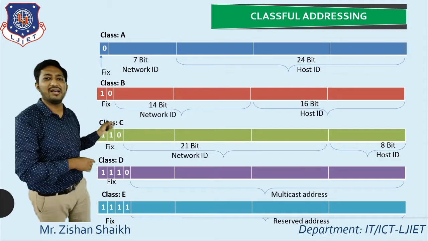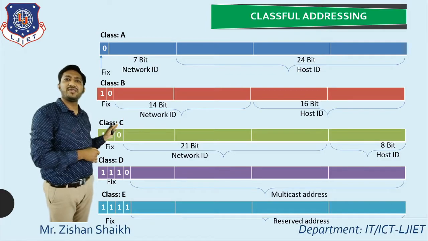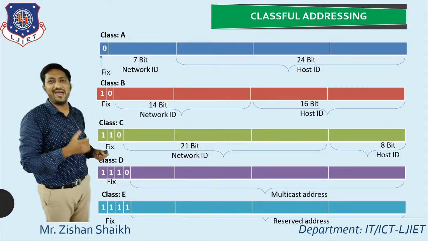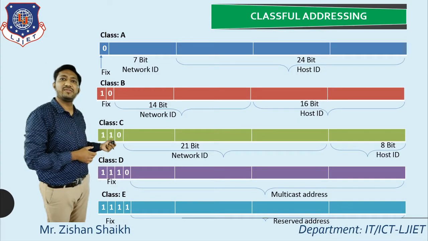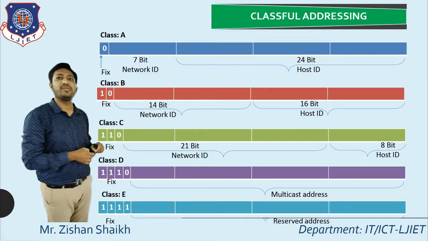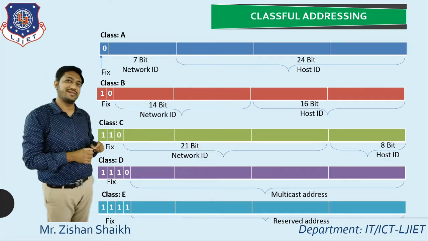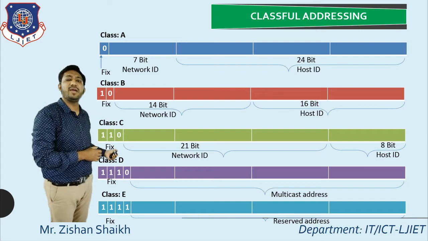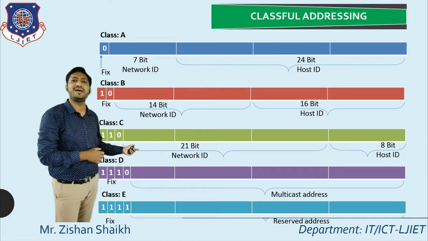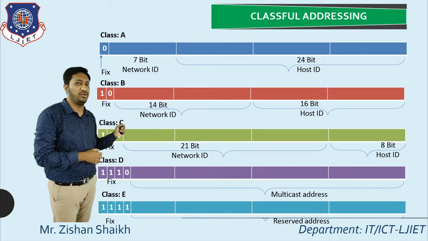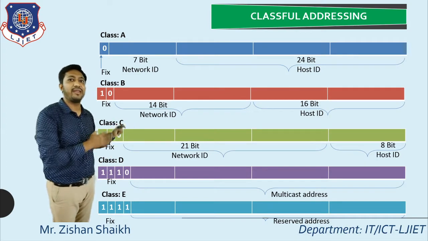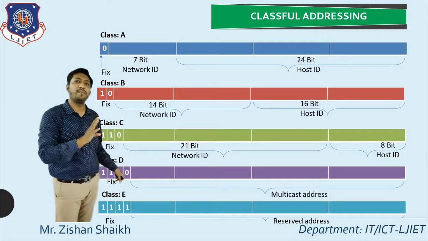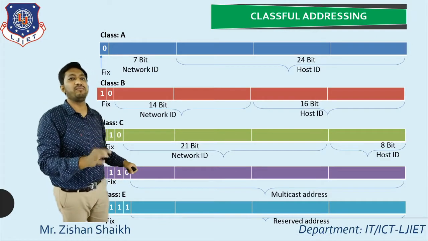Now we move to class C. The first 3 bits of the first octet are 1, 1, 0. So if any IP address has the first 3 bit pattern 1, 1, 0, then we can say it belongs to class C. The same for class D: we have to check that the first 4 bits are 1, 1, 1, 0 and the next bits can vary. And for class E, the first 4 bits are fixed and they are 1, 1, 1, 1.